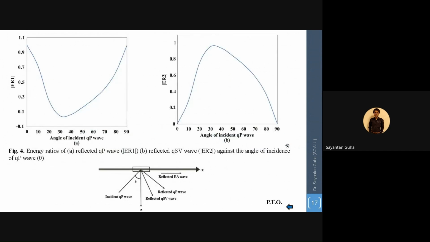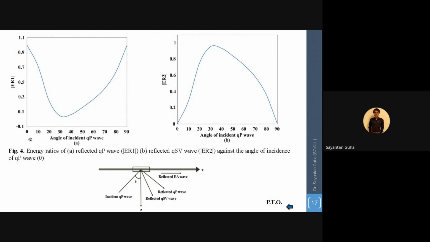Let us go through the graphs of the problem. Here we have dealt with the energy ratios of reflected waves considering an incident QP wave. Observe a special case when theta equal to 0 degrees, that is, the incident QP wave strikes this slab normally. So it should go inside, hit this point, and come back as a reflected QP wave carrying the maximum amount of energy, which can be seen over here.